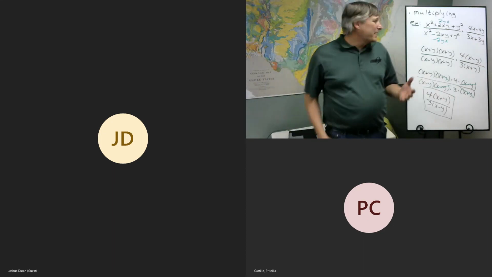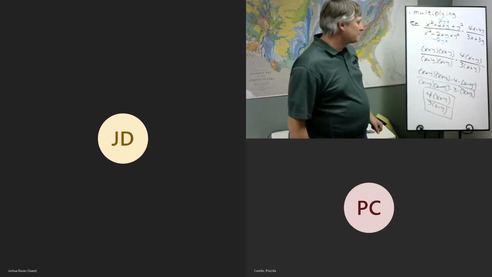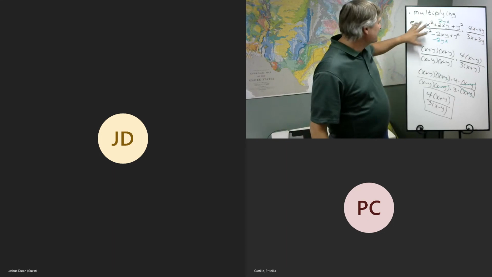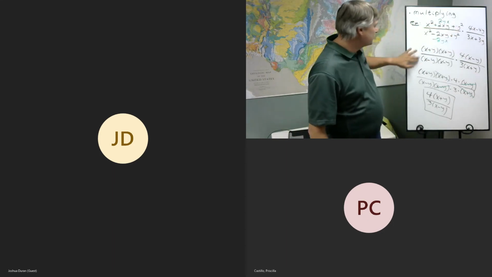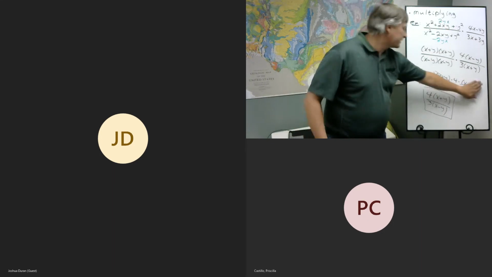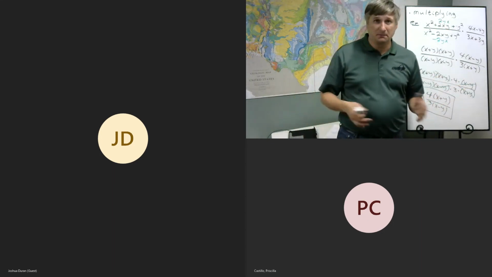So the actual multiplication part is just kind of shoving them together, really. But what you want to do before you do that, factor things out. Once they're factored, shove them together, and before you combine anything, look for cancellation.